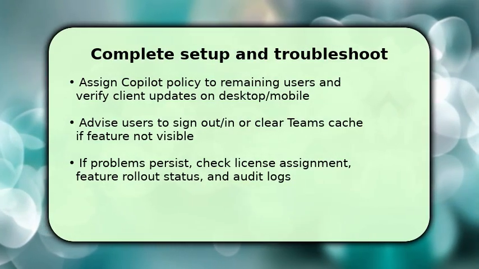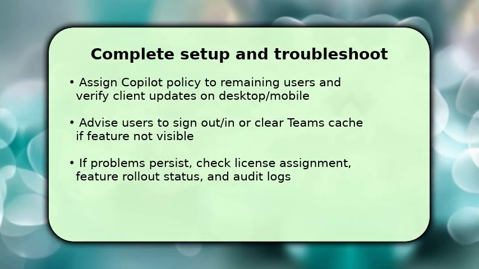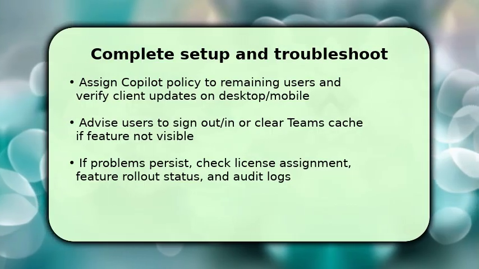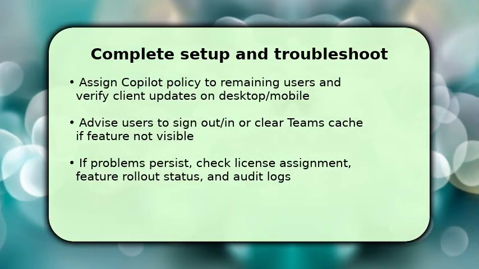If something goes wrong, one key troubleshooting tip: recheck license assignment and the feature's rollout state in the admin center. Then review audit logs for denied data permissions so you can pinpoint and fix the root cause.